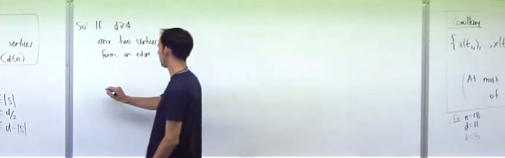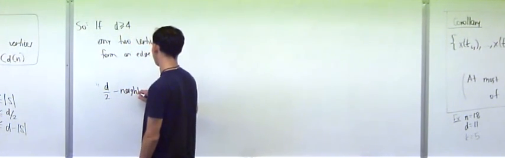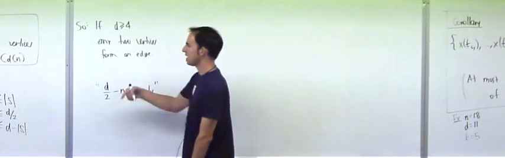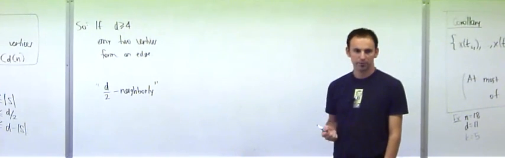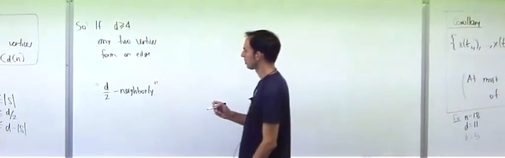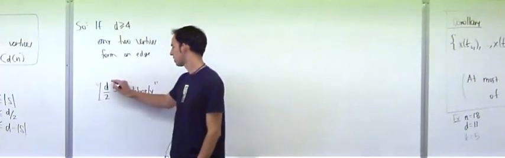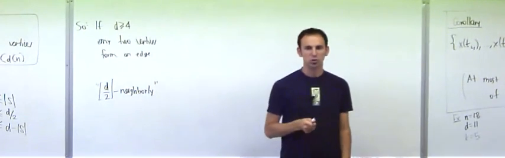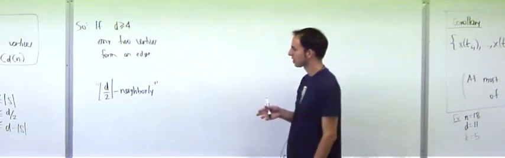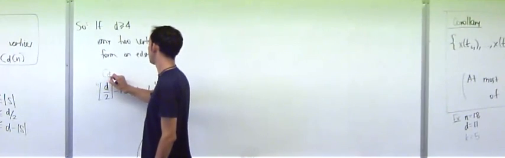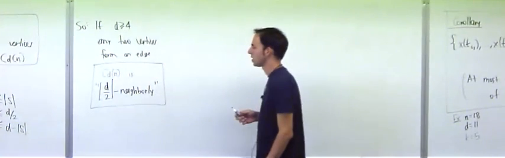So this is called a D over 2 neighborly polytope, because any set of at most D over 2 vertices are neighbors. Okay? They form a face. Really, we want this to be an integer, so we call it like this. Okay? You don't want to be 2.5 neighborly, because that doesn't mean much. So we say you're 2 neighborly. Okay? So CD of N is D over 2 neighborly.